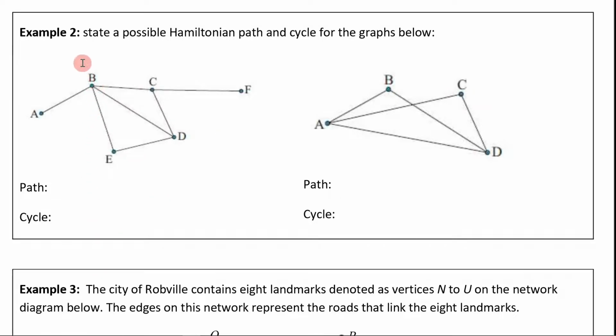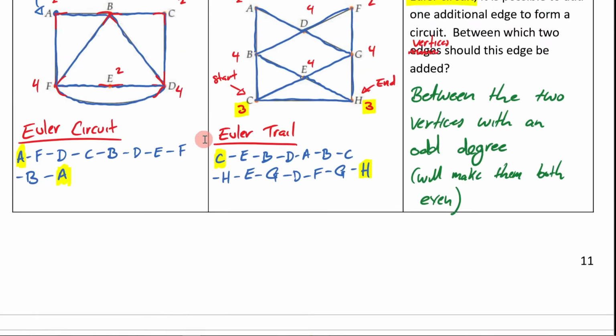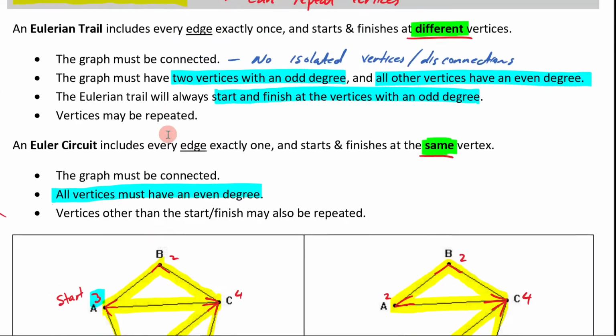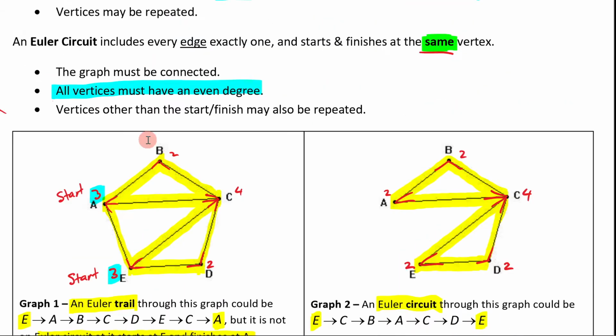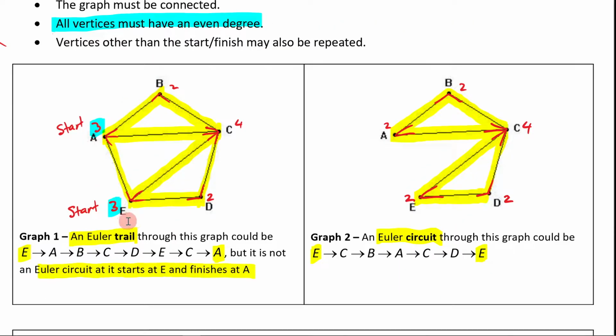Let's now go through this example, which says state a possible Hamiltonian path and cycle for the graphs below. Now, what makes finding Hamiltonian paths and cycles just a little bit trickier than when we were dealing with, if we scroll up here, the Eulerian trail and Euler circuit? Remember, for the Euler trail and Euler circuit, the first thing that we did is we counted up the degree of each vertex, and then from that we were able to determine whether or not it should be an Euler trail or an Euler circuit.